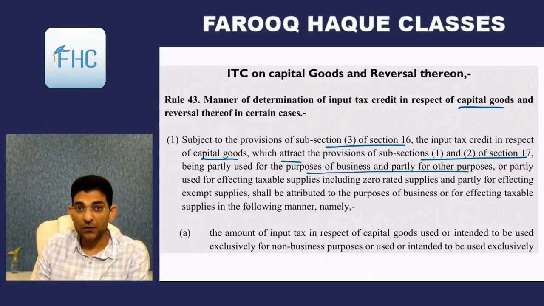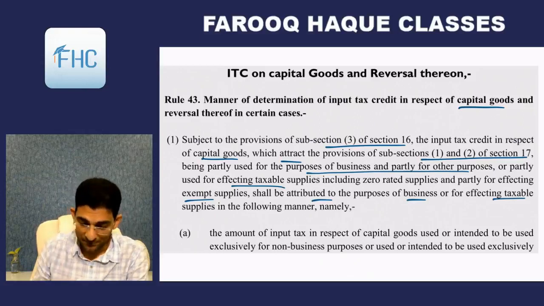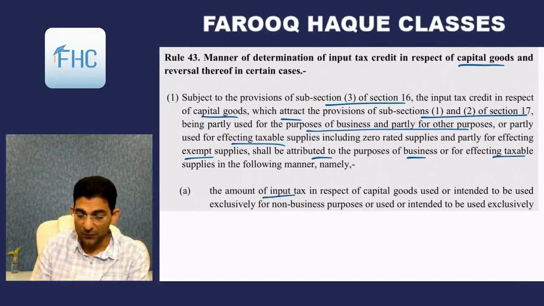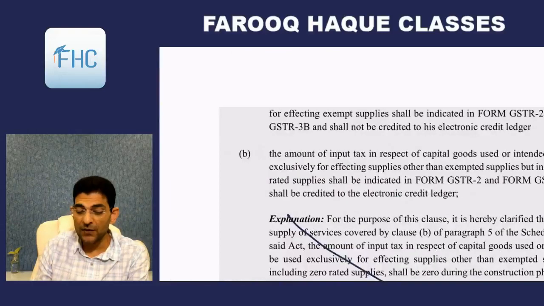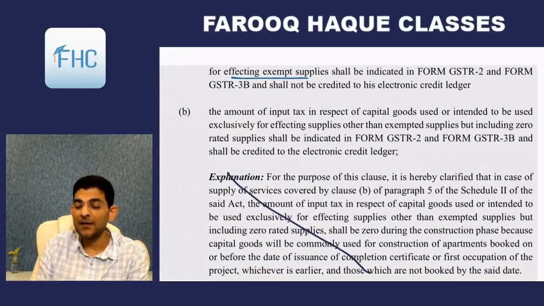For purpose of business and partly for other purpose, or partly for affecting taxable supplies including zero rated and partly for affecting exempt supplies, shall be attributed to the purpose of business or for affecting taxable supplies in the following manner, namely: A. The amount of input tax in respect of capital goods used or intended to be used exclusively for non-business purpose, or used or intended to be used exclusively for affecting exempt supplies, shall be indicated in GSTR 2 and 3B and shall not be credited to electronic credit ledger.